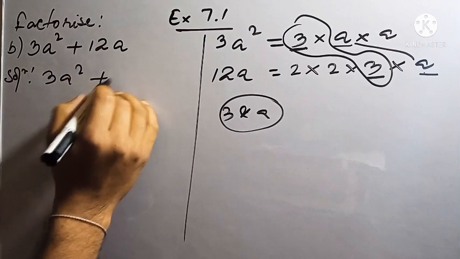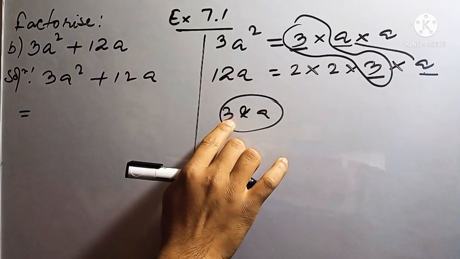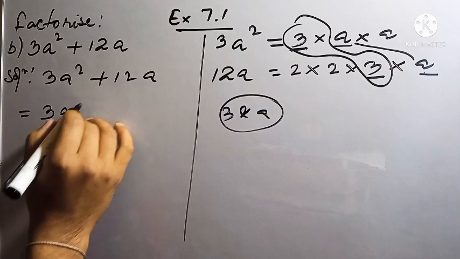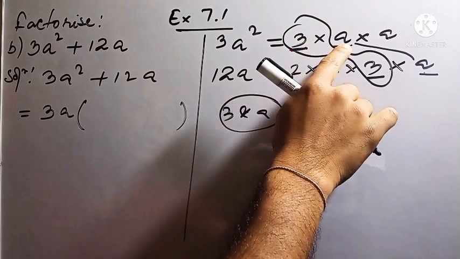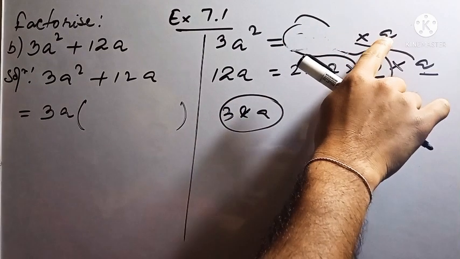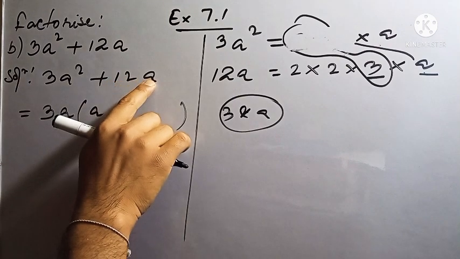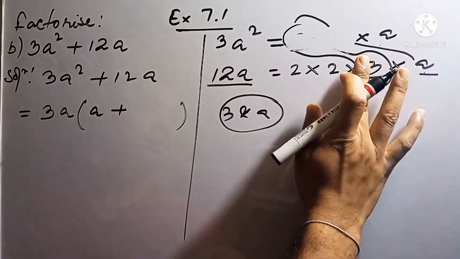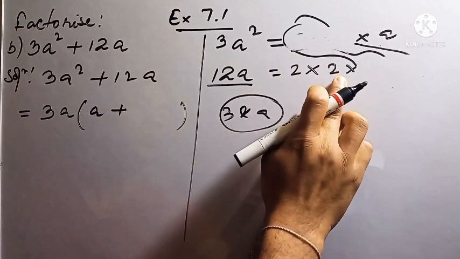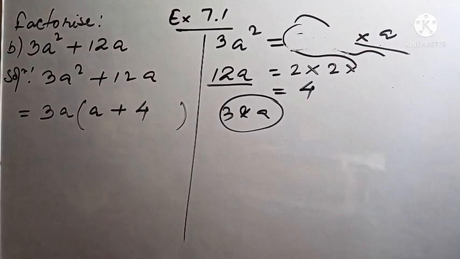Okay, let's start the solution now. Thrice a square plus 12a. What are the common factors? We have 3 and a. So thrice a. Now let us put the bracket. From thrice a square, if I remove these 3 and a, what do we get? We have a. Plus, from this 12a, what happens if I remove this thrice a? What do we have now? We have 2 into 2, which is nothing but 4. So I'm going to write 4 here. Now we have completed the factorization.